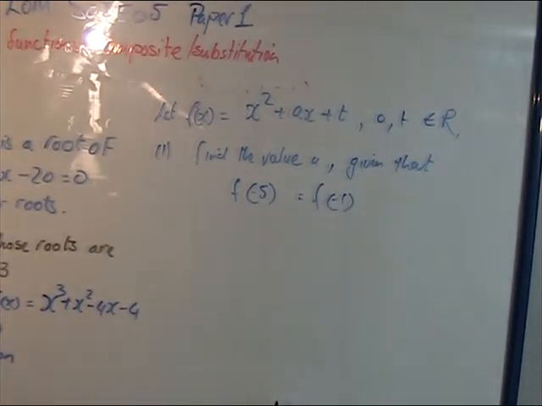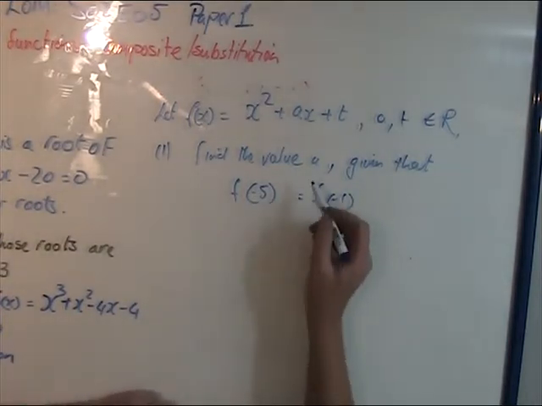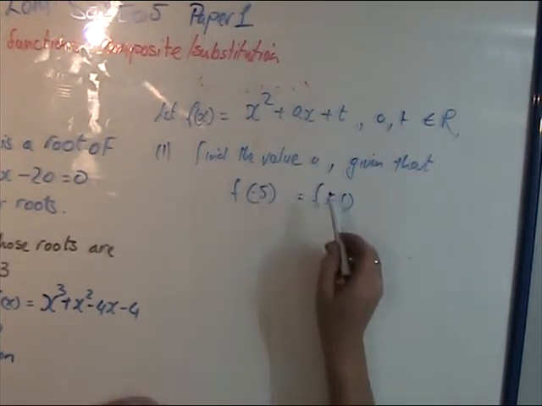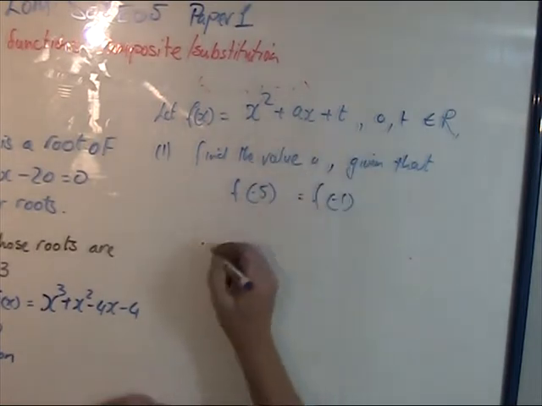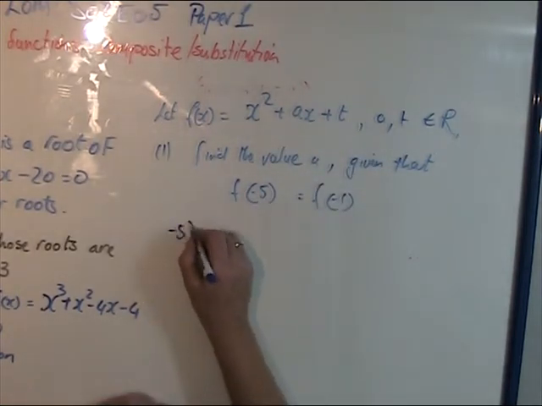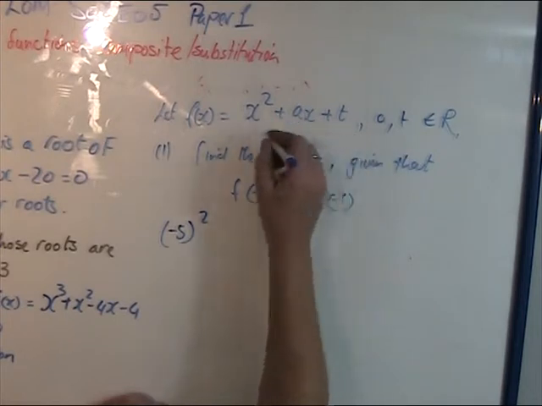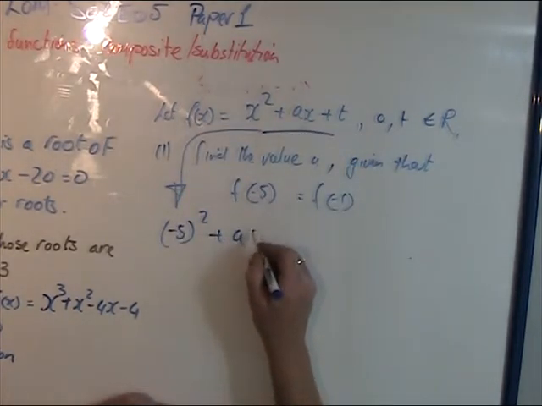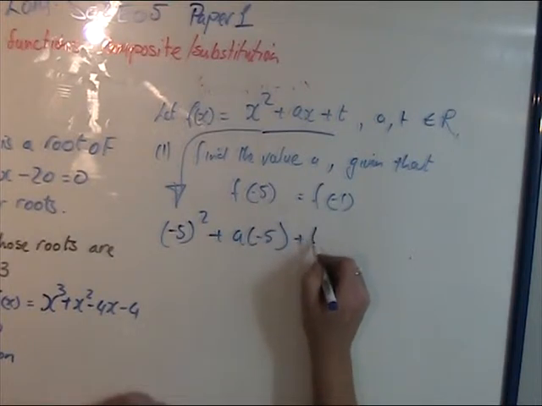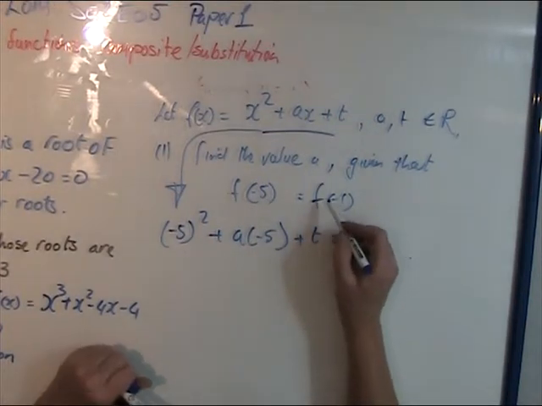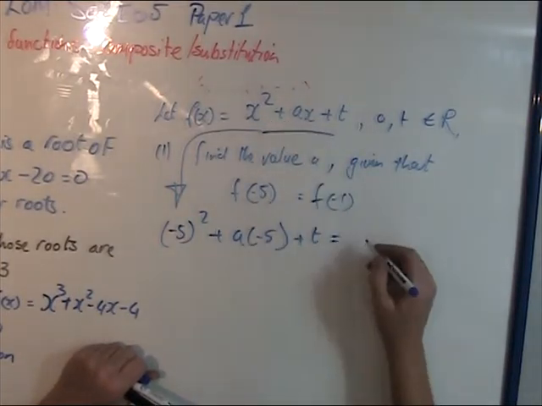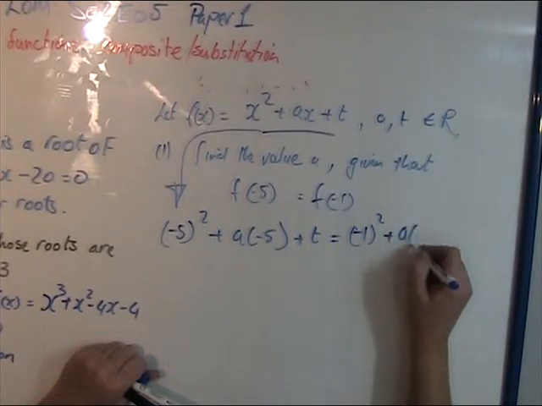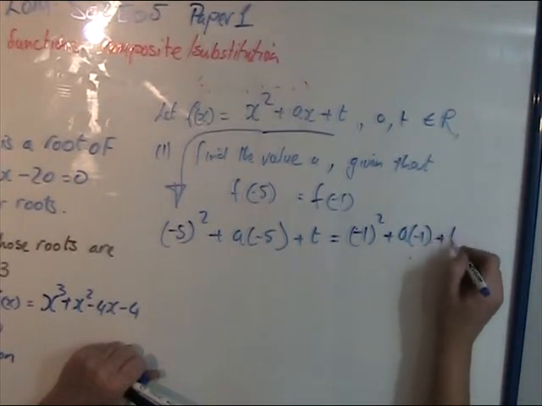Right, so in that case it's an equation. We have to put in minus 5 into f of x, and then we make it equal to f of minus 1, putting in for it. So x squared plus ax, minus 5 for x. So you see what I'm doing? I'm using this again. Minus 5 squared plus a times minus 5 plus t is equal to, now f of minus 1, again we put in minus 1 squared plus a times minus 1 plus t.